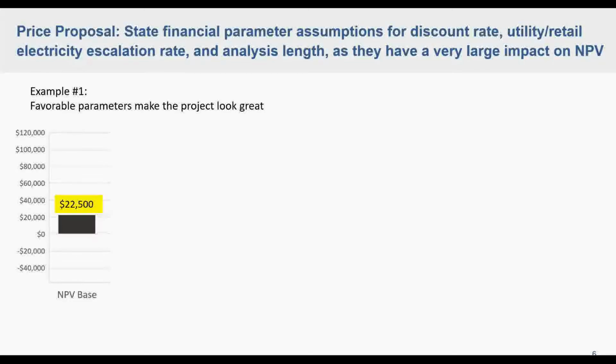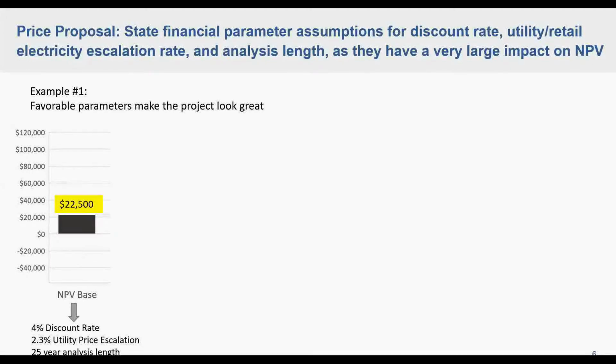analysis has three main assumptions. So 4% discount rate, 2.3% utility price escalation rate in the future, and doing an analysis over 25 years. That should come out to, in this example, for a 100 kilowatt system, just a kind of a random example here, a net present value of a little over $22,000.